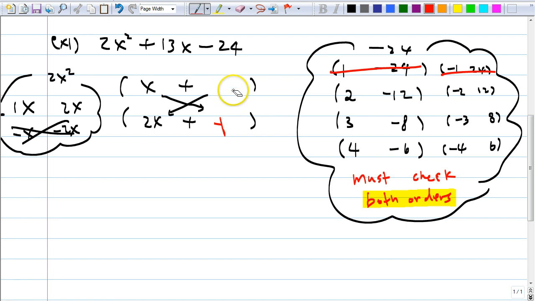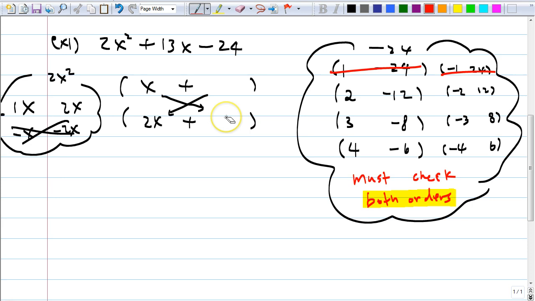Okay. So let's try 2 and negative 12. Does this work? Does it? You get 12x and then 4x. Do I get 13x? No. So let's try positive 12 and negative 2. Does that work? No, we have 12x and negative 4x. That doesn't give you 13x, does it? Am I done? No, I have to try both orders.